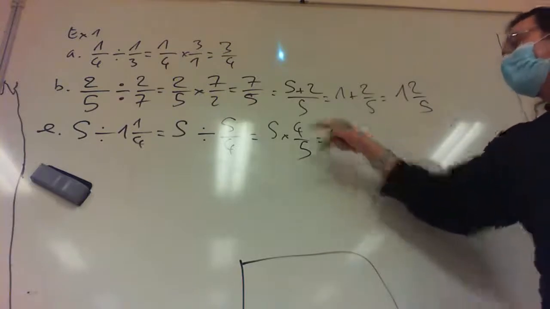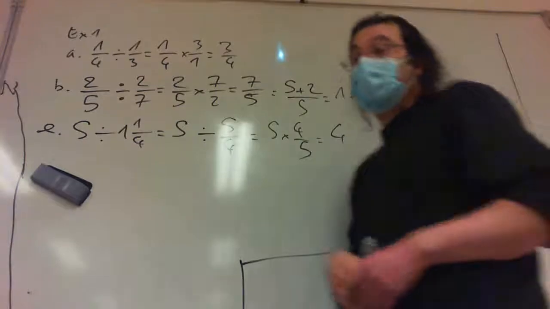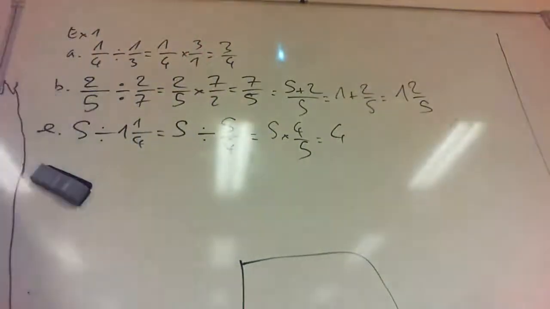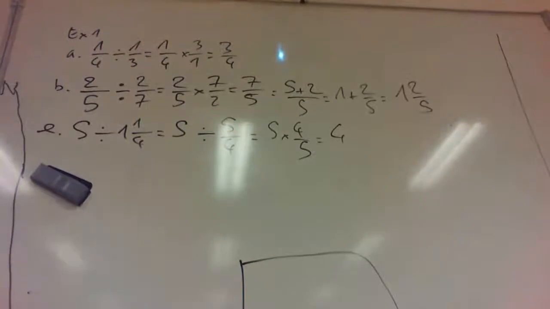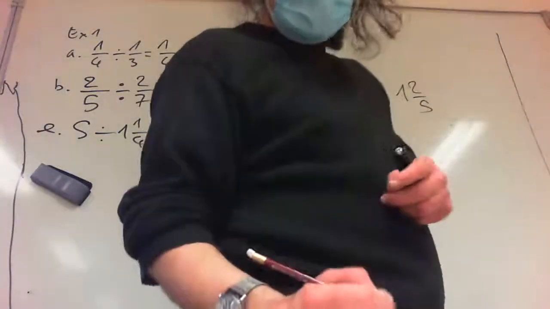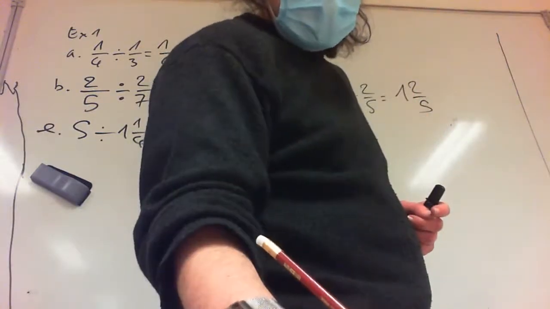Yeah, you can directly simplify and get 4. It's 20 over 5, and 20 divided by 5 is equal to 4. We can directly do it. Okay. So it can be written as a mixed number. It's already like a mixed number.